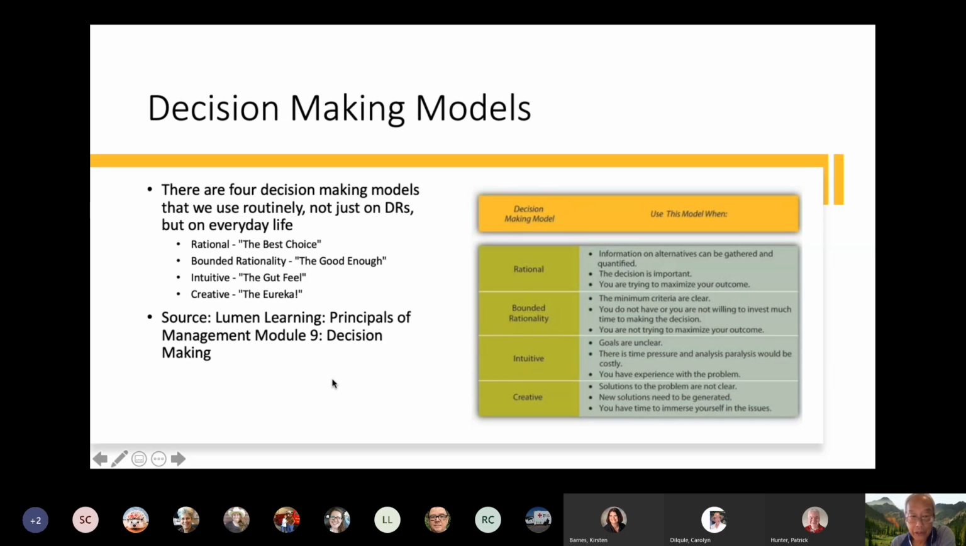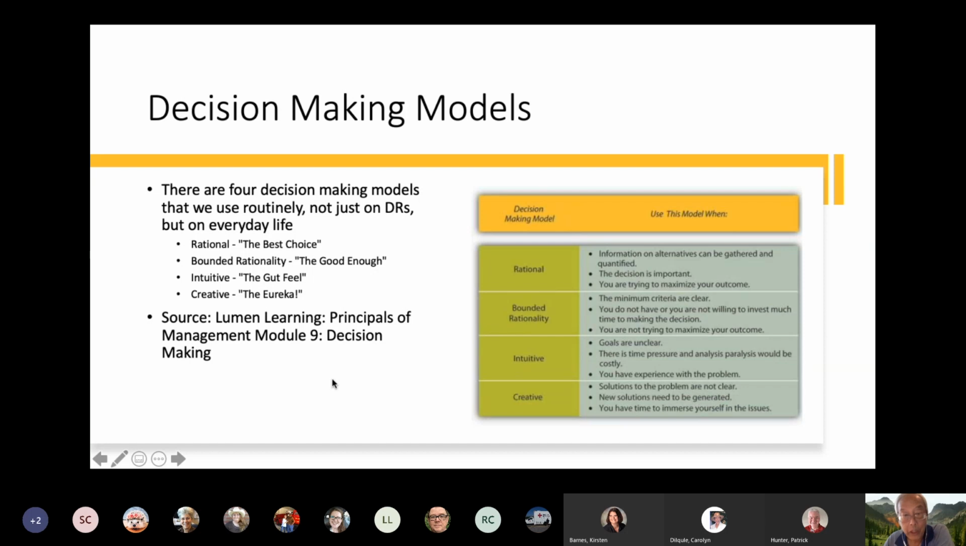Then there's the intuitive. This is called the gut feel. We've all had to do this too at times, where the goals are unclear, it's really fuzzy, and you're under really immense time pressure. If you sit there and analyze, you have paralysis. That's analysis paralysis. You just don't have the time, or it's just too expensive to wait to make a decision.